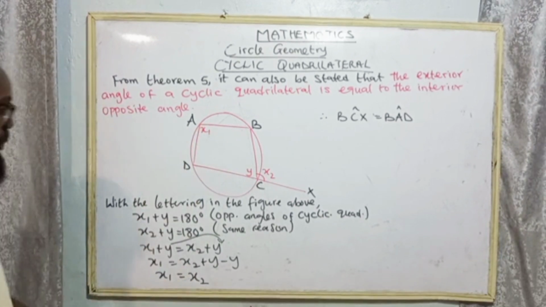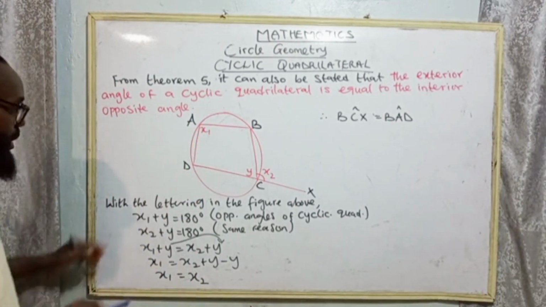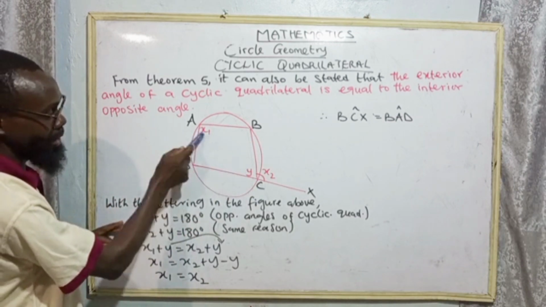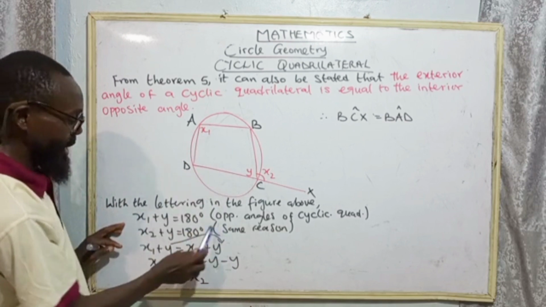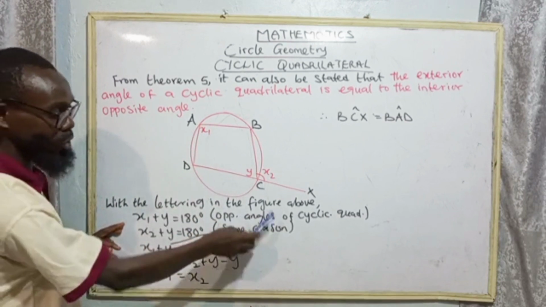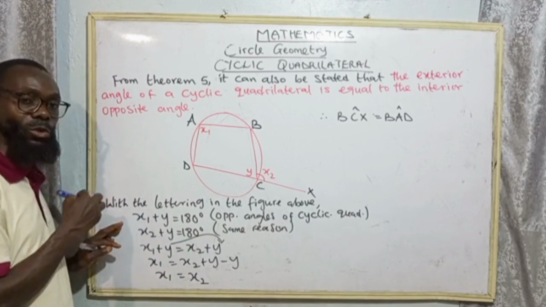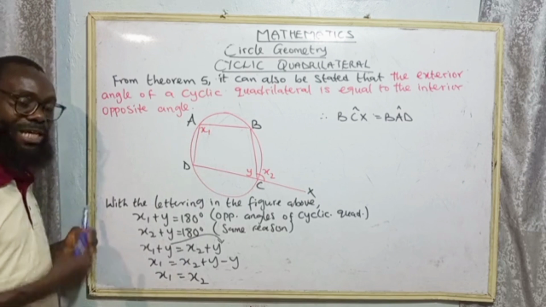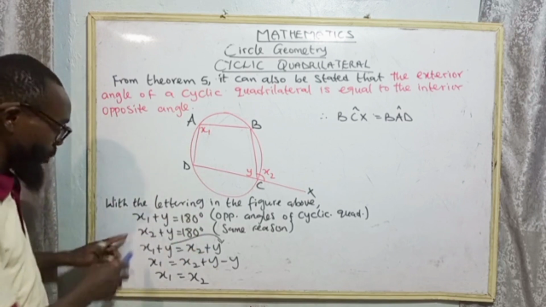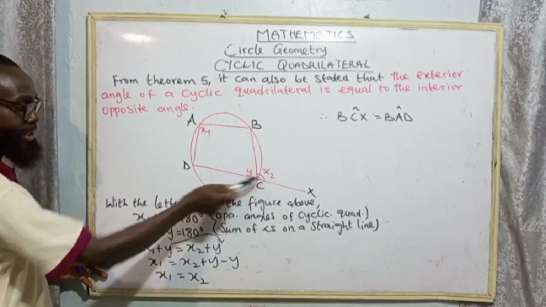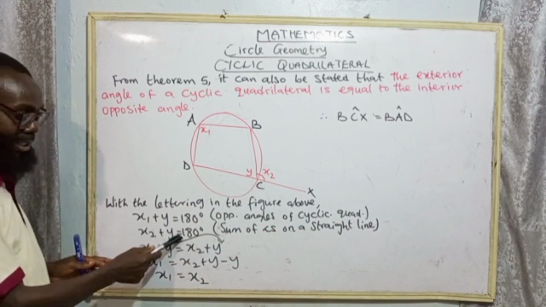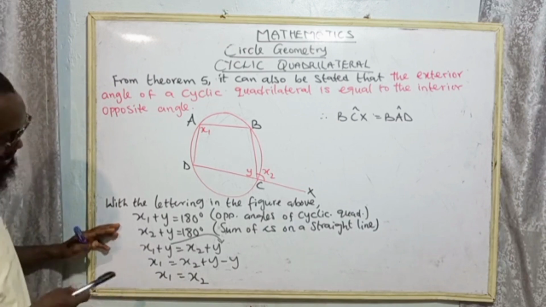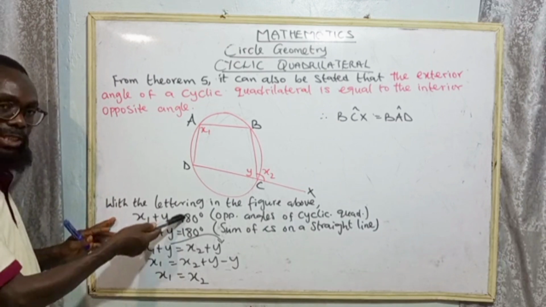How? Let us prove from this lettering given to us. x1 plus y, when you add x1 plus y, that is equal to 180 degrees, opposite angles of a cyclic quadrilateral. That's what we just concluded. When you add the opposite angles of a cyclic quadrilateral together, it must equal 180 degrees. Then S2 plus y will equal 180 degrees. That is sum of angles on a straight line. Now we look at this. The S1 plus y equals 180.